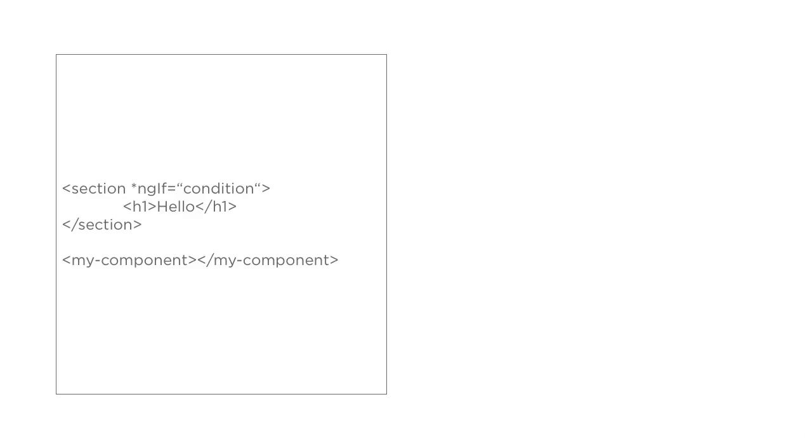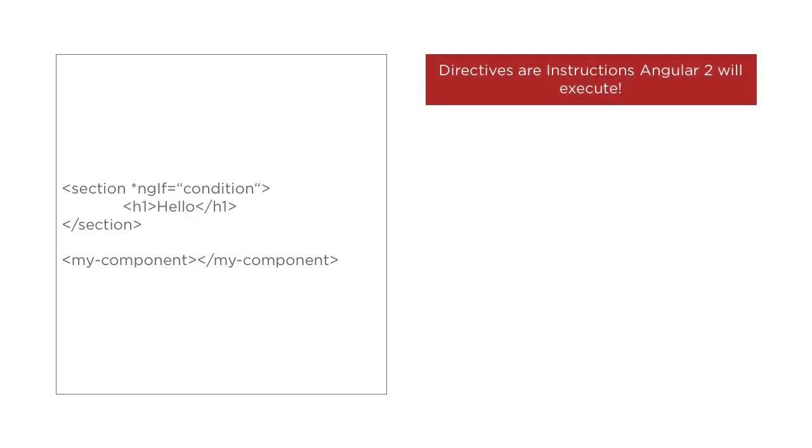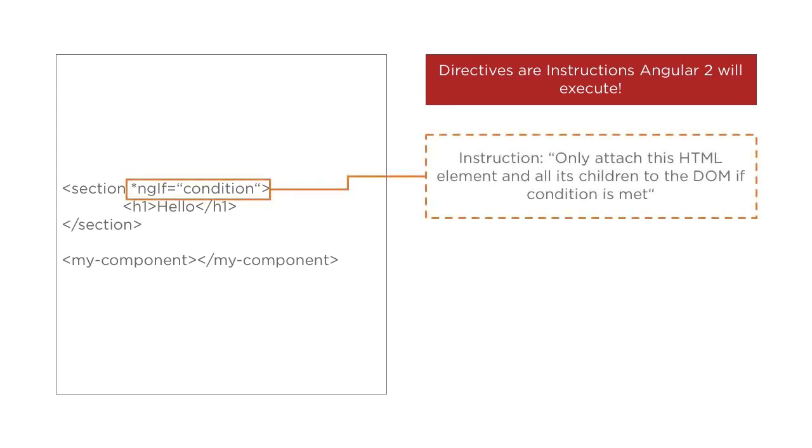Directives are instructions in the code, like here, ngIf. These instructions are encountered by Angular 2 at runtime, and when it finds them, it knows what to do because we have to register all directives. Therefore, Angular 2 knows what to do when it finds a directive. For example, here with ngIf, the instruction would be, that's a built-in directive as a side note, only attach this HTML element and all its children to the DOM if the condition between the quotation marks here is met.